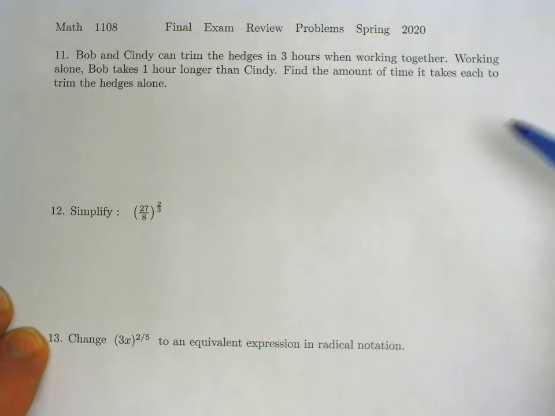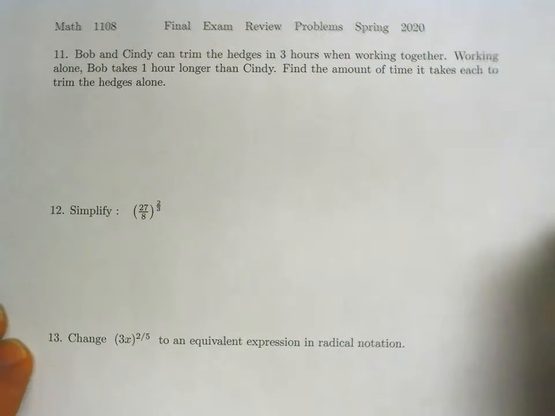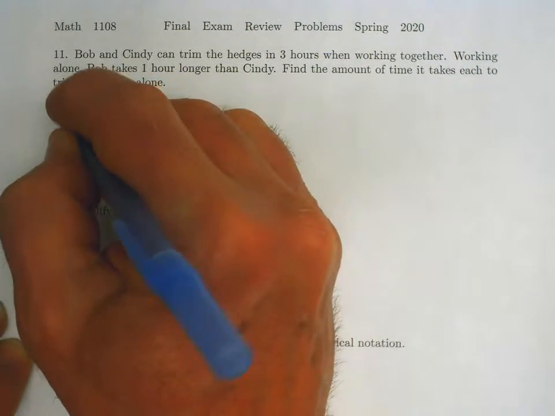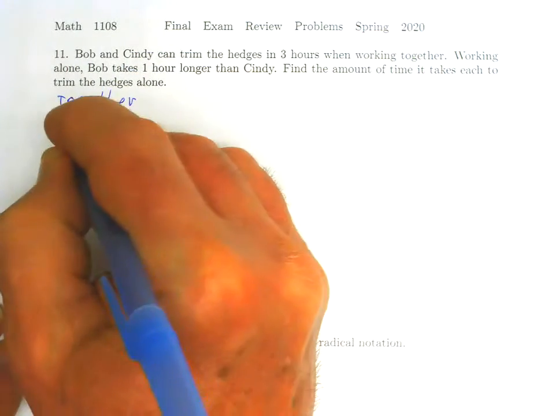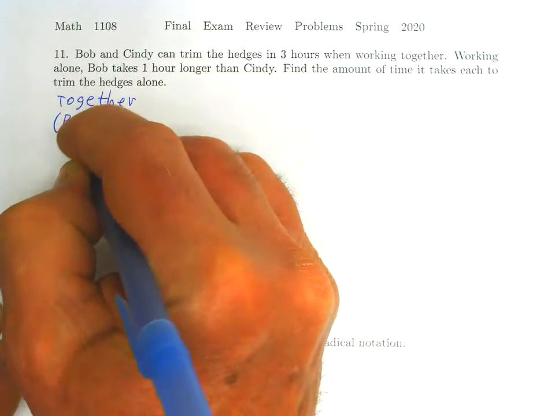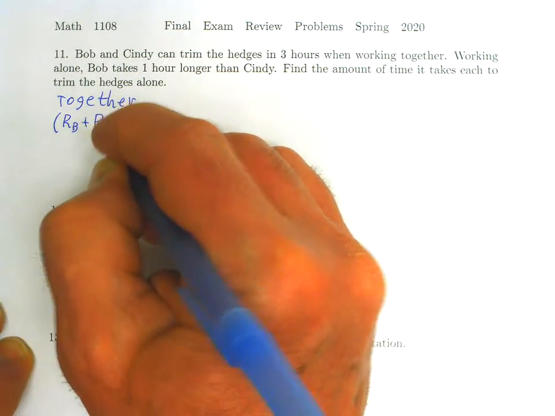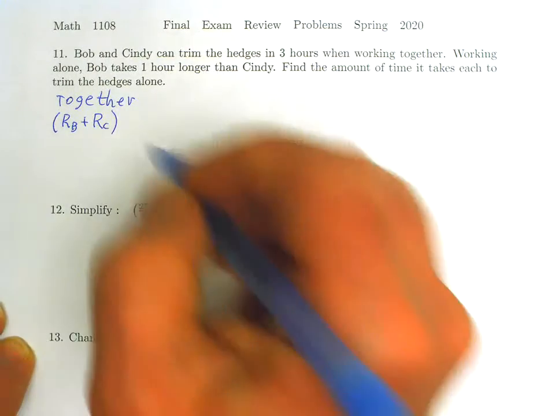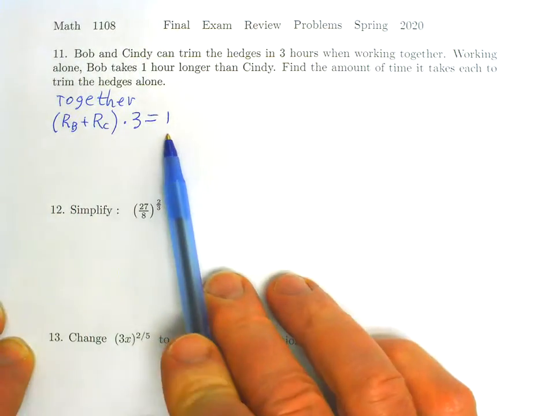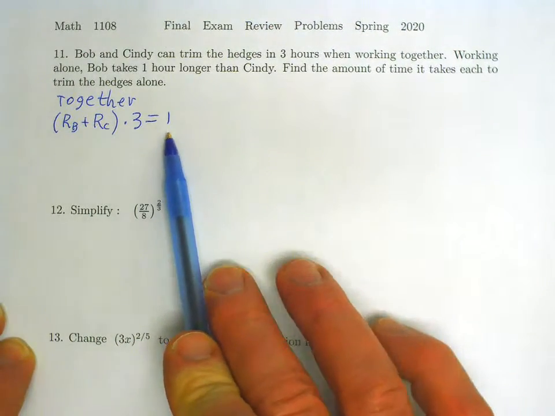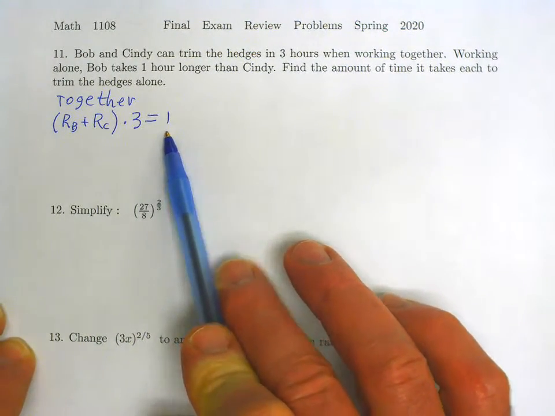Okay, this is a work problem, so equations have the form rate times time equals 1. When they work together, Bob works at a certain rate, Cindy works at a certain rate, and we're told that in 3 hours they can trim the hedges. 1 represents 1 job, which is trim the hedges.